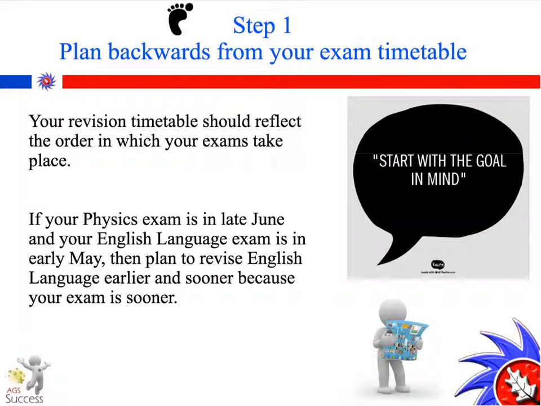So therefore, your timetable, the first thing, step number one we need to think about is planning backwards from your exam timetable. Your timetable itself should reflect the order in which your exams take place. So for instance, if your physics exam is in late June, but as you know your English language exam is very early in May, then you need to plan to revise English language earlier and sooner because your exam's actually sooner.